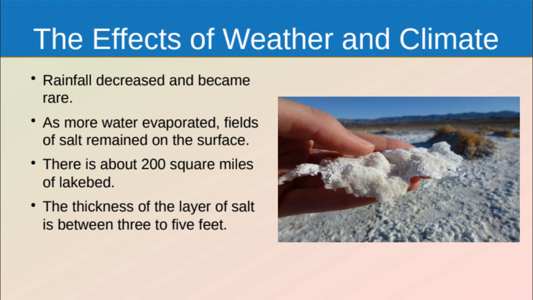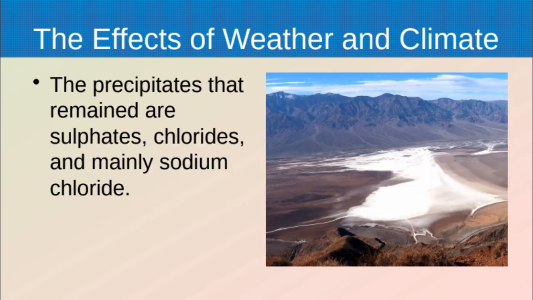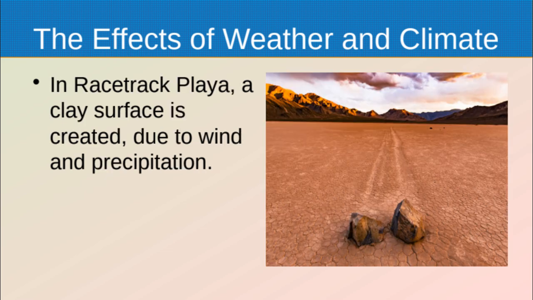There is about 200 square miles of lake bed. There is a layer of salt that is as thick as 3 to 5 feet. The precipitates that remained are sulfates, chlorides, and mainly sodium chloride. In Racetrack Playa, located in Death Valley, a clay surface is created due to wind and precipitation.